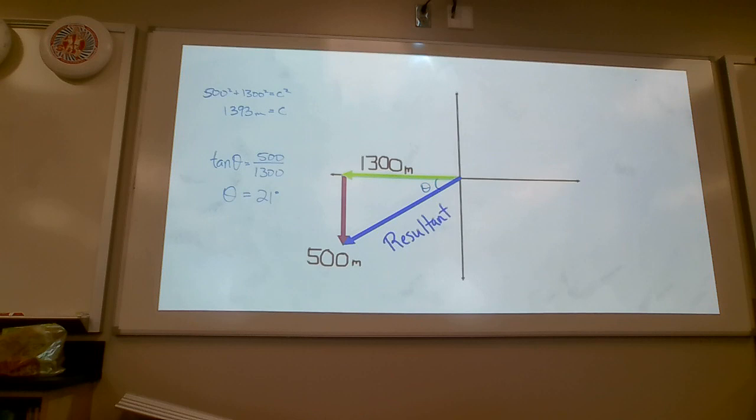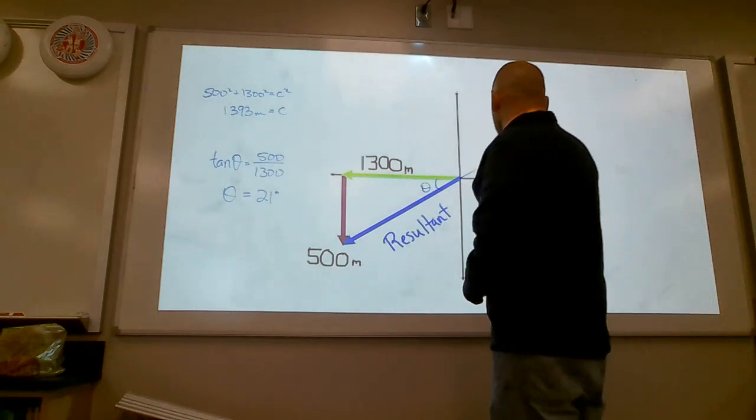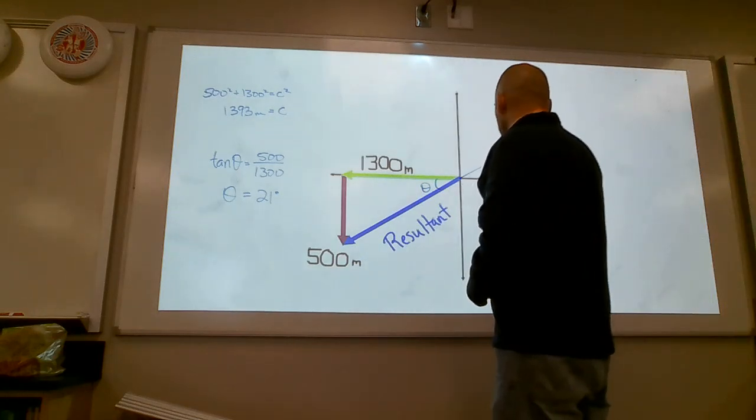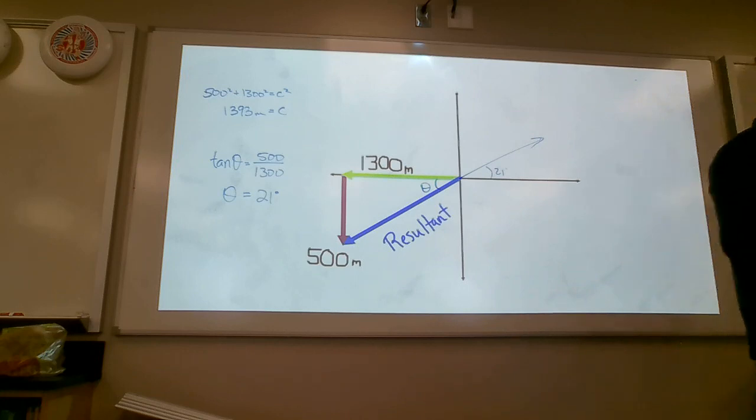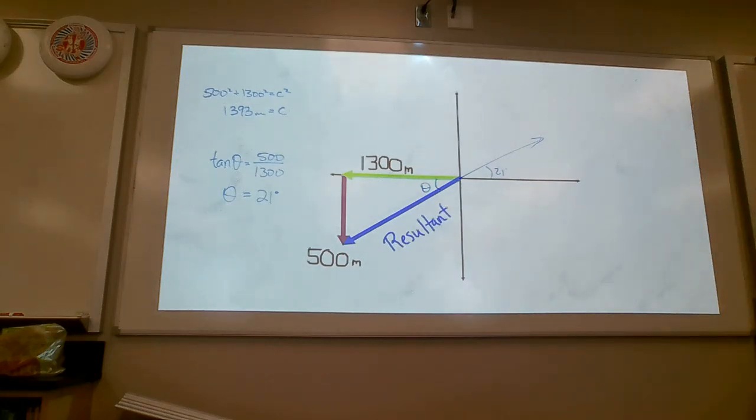Now, if I told you, I want you to walk 1,393 meters at 21 degrees, most all of us, hopefully, would be like, okay. Like, oh, no, that's not what I meant. So do you see how we need to be a little more specific?